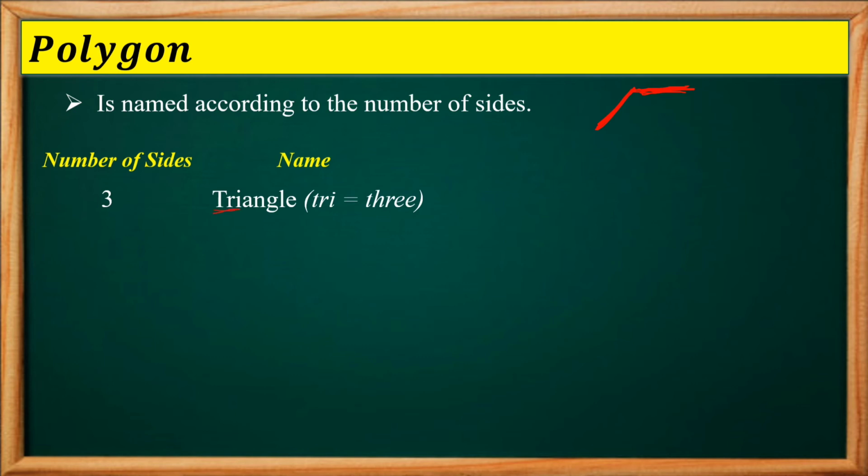The word tri, it means 3, then we have the word angle, it means 3 angles. Ayan, triangle. Next, 4. 4 sides, that is what we call quadrilateral. It means quadri, ibig sabihin 4. Quadrilateral, it means 4.